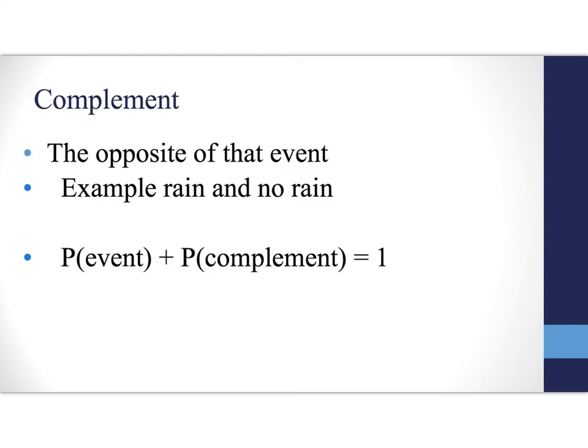The last thing that I would like to cover with you is called a complement. Now the complement is actually the opposite of the event. So when you're calculating the probability of it raining, your complement would be the probability of it not raining. So it's literally the opposite. When you take the probability of your event happening and you add it to your complement, you should always get the number 1, because something happening and something not happening, if you add those together, that should give you 100% or that number 1.